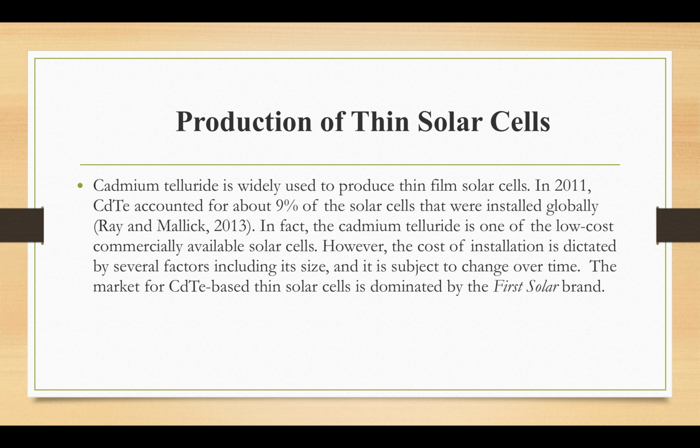Production of thin solar cells. Cadmium telluride is widely used to produce thin film solar cells. In 2011, cadmium telluride accounted for about 9% of the solar cells that were installed globally. In fact, cadmium telluride is one of the low-cost commercially available solar cells. However, the cost of installation is dictated by several factors, including its size, and it is subject to change over time. The market for cadmium telluride-based thin solar cells is dominated by the First Solar brand.